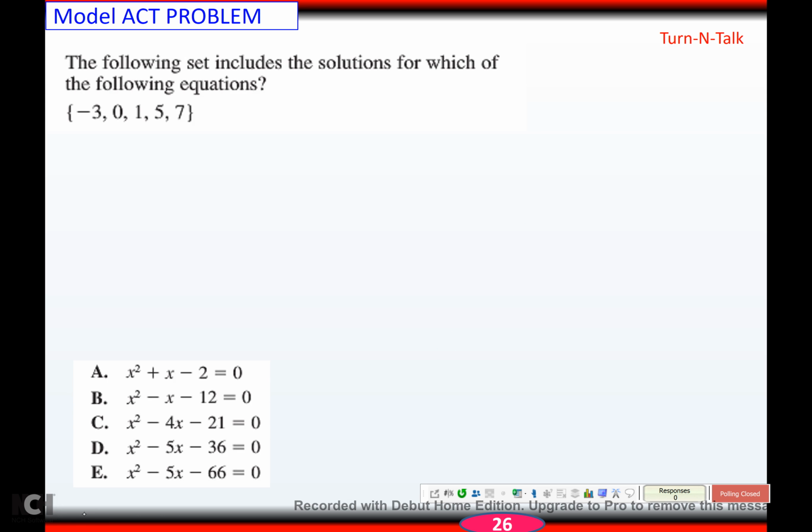Okay? Try this one, hit pause, come back when you're ready.